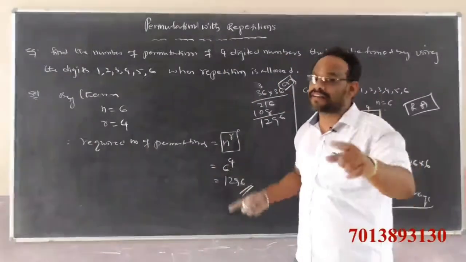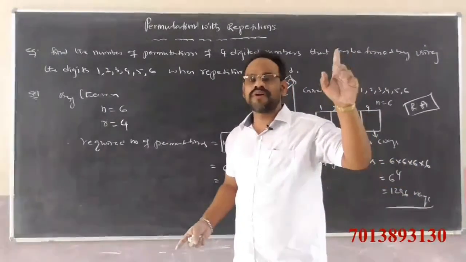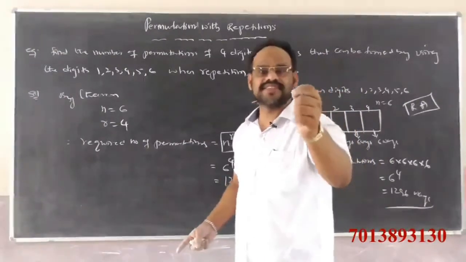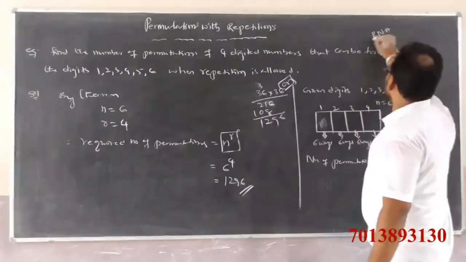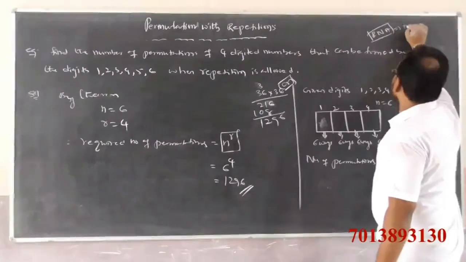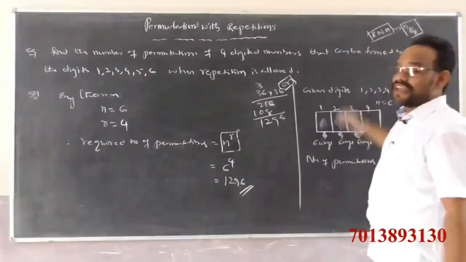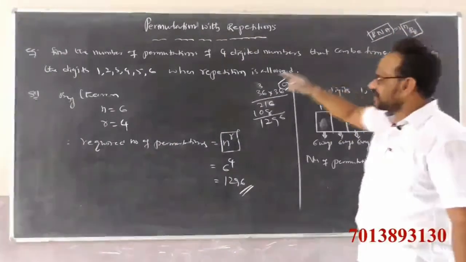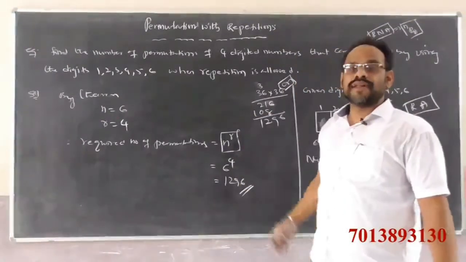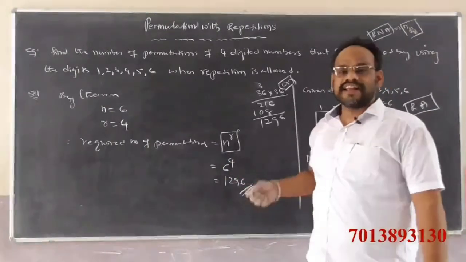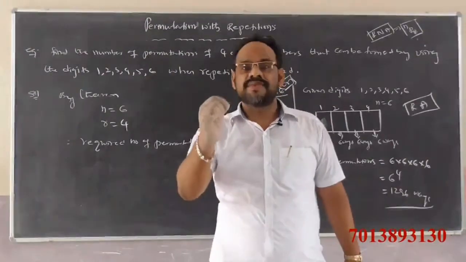If repetition is not allowed, as we already learned in the previous section, then the number of permutations is equal to nPr. If the repetition is allowed, what is the formula? N power r, the number of permutations of n different things taken r at a time when the repetition is allowed.